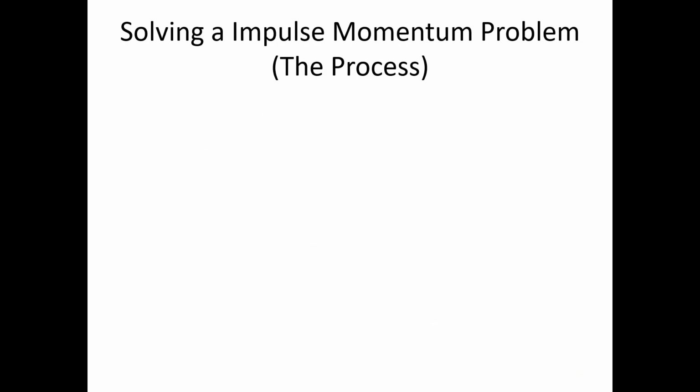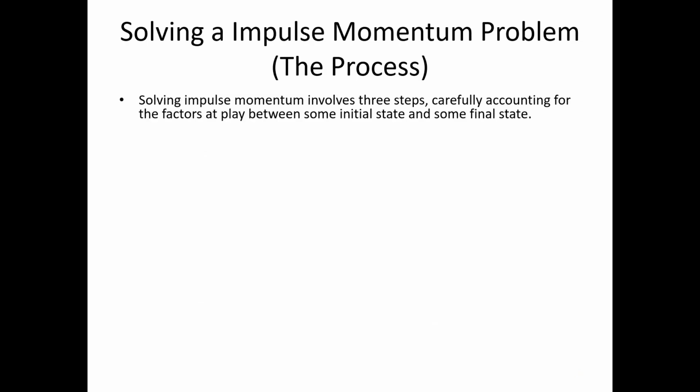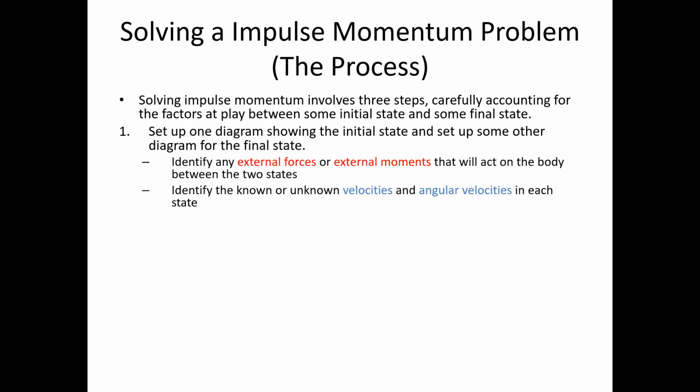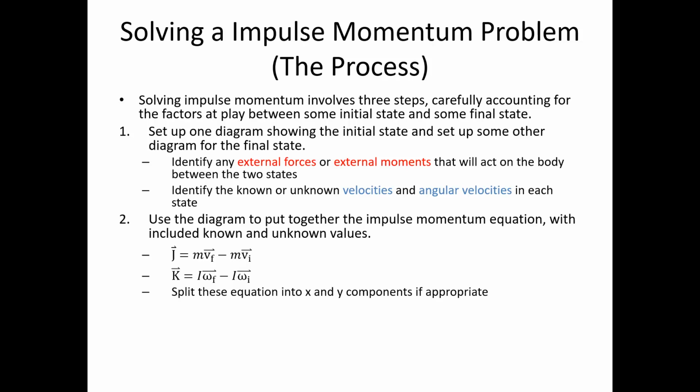All right, so reviewing the whole process, we want to carefully account for everything in our initial and final states. So we've got momentums before and after, and then the impulse that happens in between. Step one is to set up a diagram showing the initial state and some final state. We want to identify any external forces or external moments that are going to act on the body between the two states. That's going to be related to our impulse. We want to identify the known and unknown velocities and angular velocities at each state.